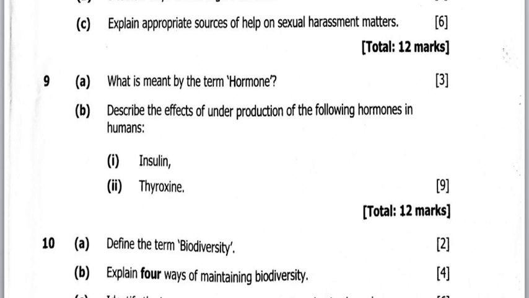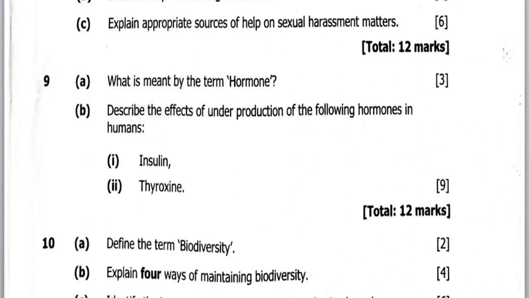cretinism. Now, what is cretinism? Cretinism is a condition where the physical, the mental, and sexual developments of a child are retarded. It also causes the formation of a goiter due to swelling of the thyroid gland. The same underproduction of thyroxine can lead to underdevelopment of the basal metabolic rate, the BMR. So those are the effects of underproduction of thyroxine.